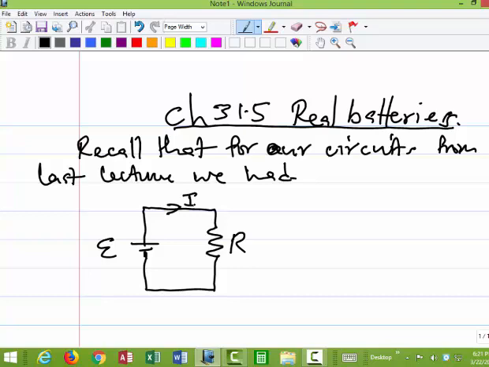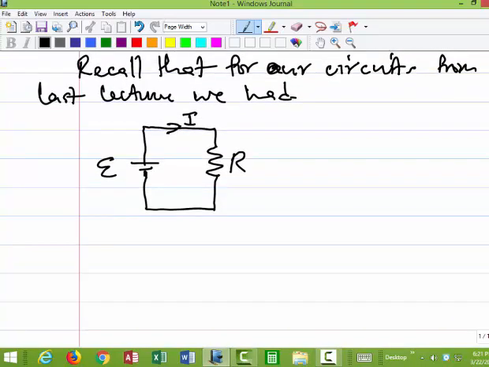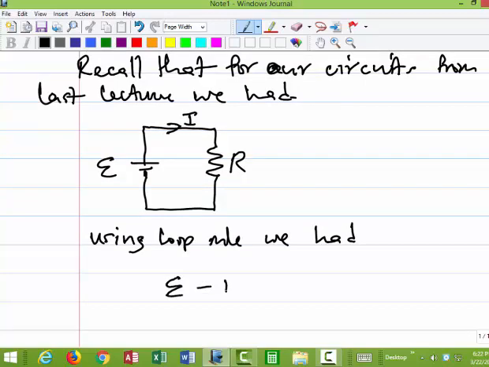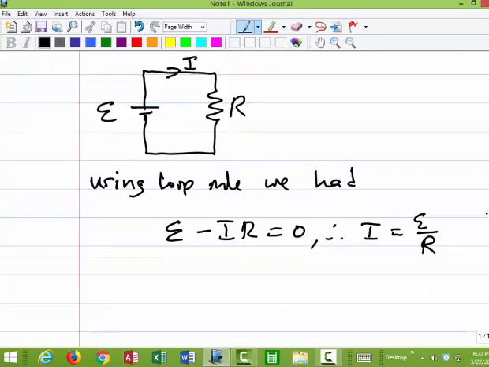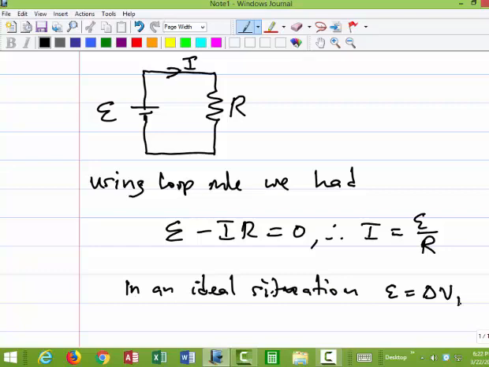Using the loop rule, we had E minus IR equals 0. Therefore, the current through the circuit is given by the EMF over the resistance. And we say that in an ideal situation, the EMF E is just equal to the potential across the battery.